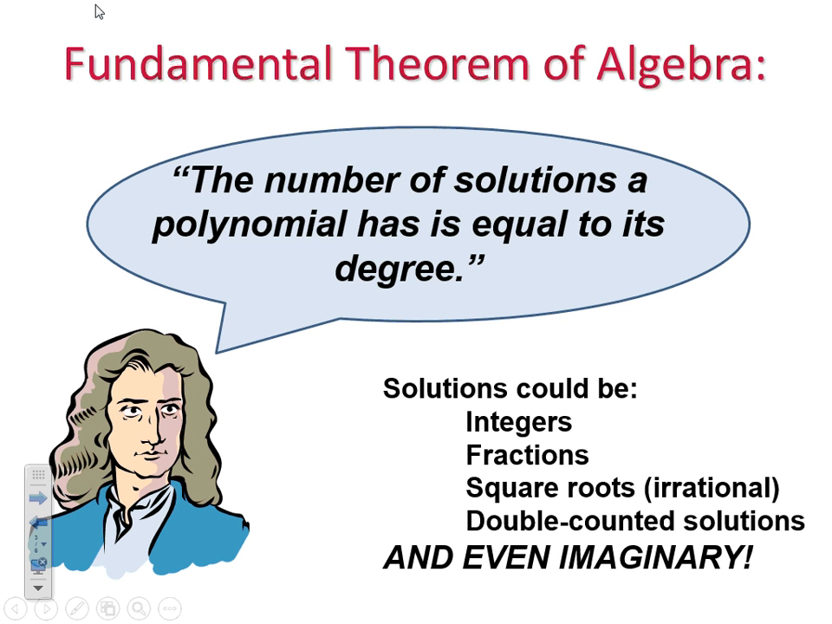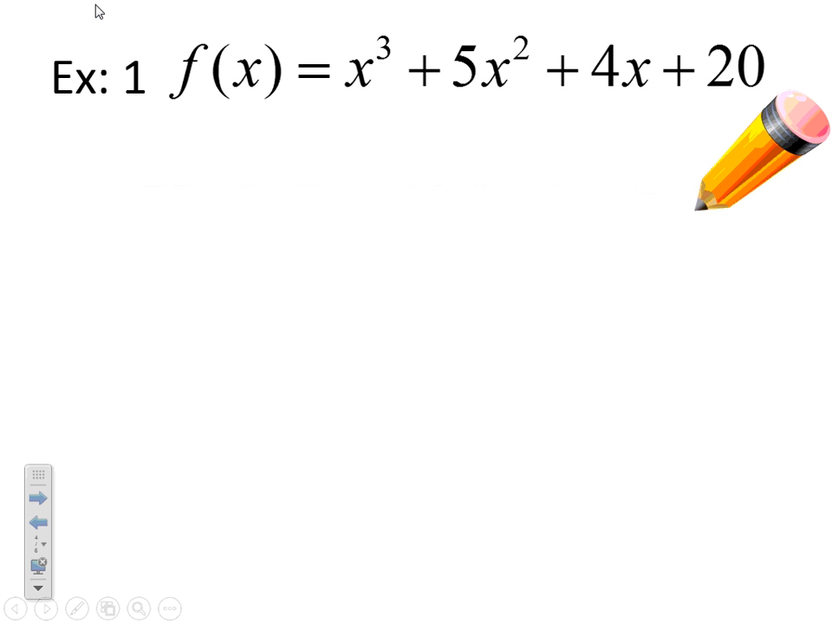Alright, we have two examples. You need to make sure you get both of these examples down. Here we go. Example number 1. F of x equals x cubed plus 5x squared plus 4x plus 20x.